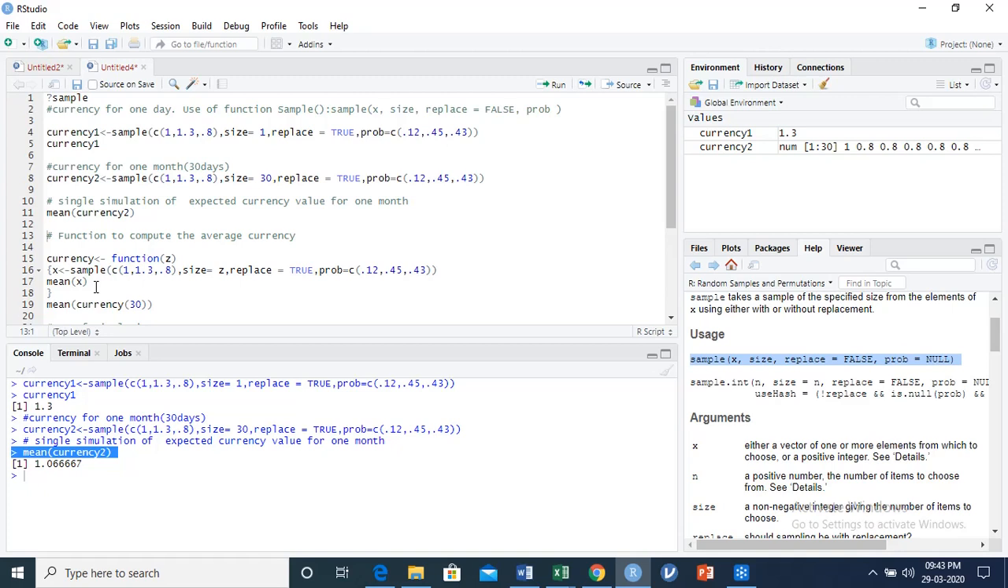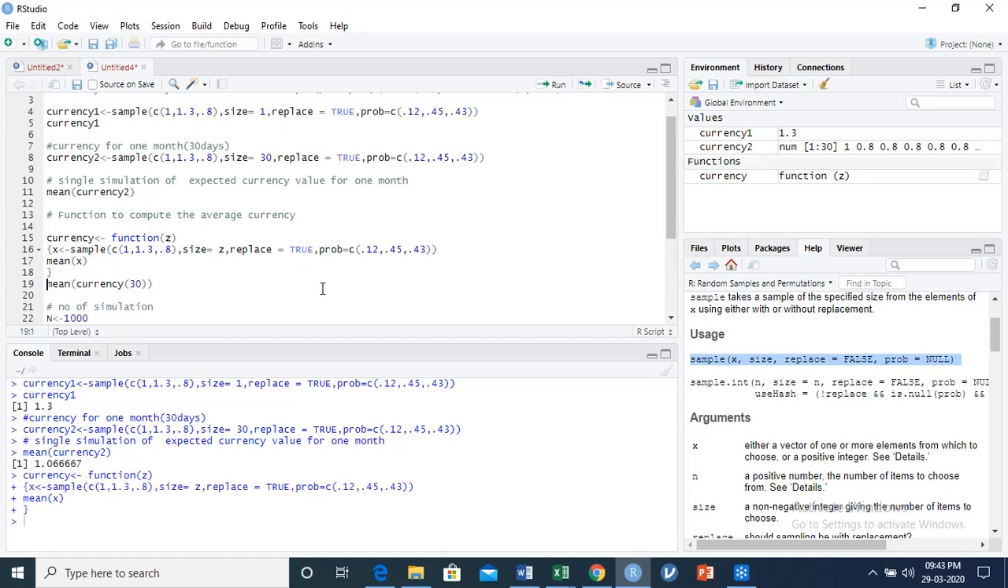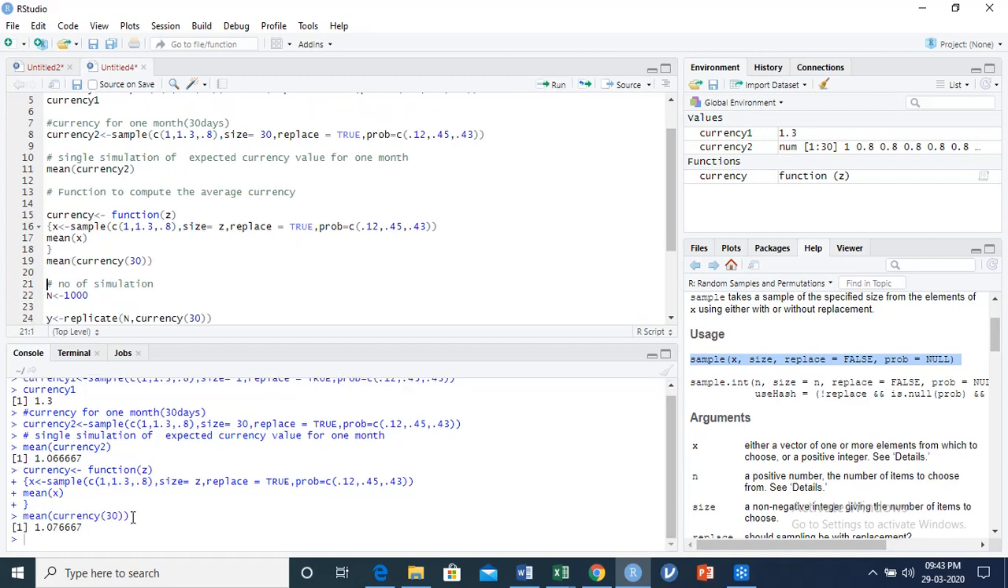That's why we use this function. Here the name of the function is currency and size is z. We just write the sample function with the mean and close the bracket. If we run this, the function is ready. So now we calculate the average currency for the next 1 month. It is 1.07. Once again, this is a single simulation.